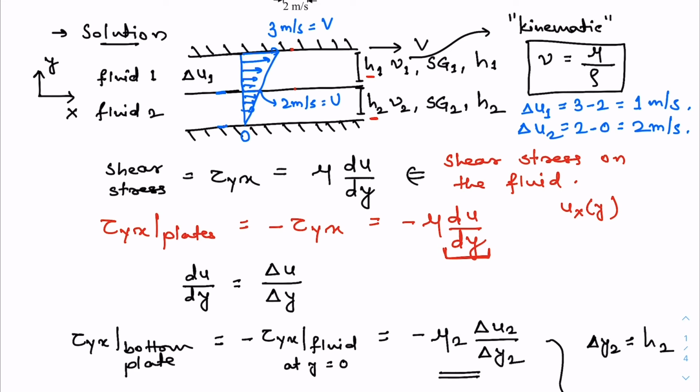Now, this is because we have the no-slip boundary condition, so the fluid near the top plate moves with the same velocity as that of the top plate, and the fluid at this interface, fluid 1 and fluid 2, again moves with the same velocity 2, which is given, and the fluid at the bottom plate is stationary because this bottom plate is not moving. So now we also know what delta U1 and delta U2 are.